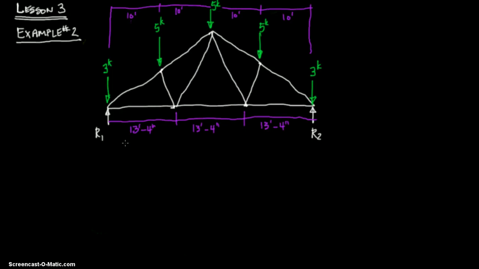And it asks us to find the forces in members 2, 3, and 3, 4 on the following. So 2, 3 is actually this one right here, and 3, 4 is right here.